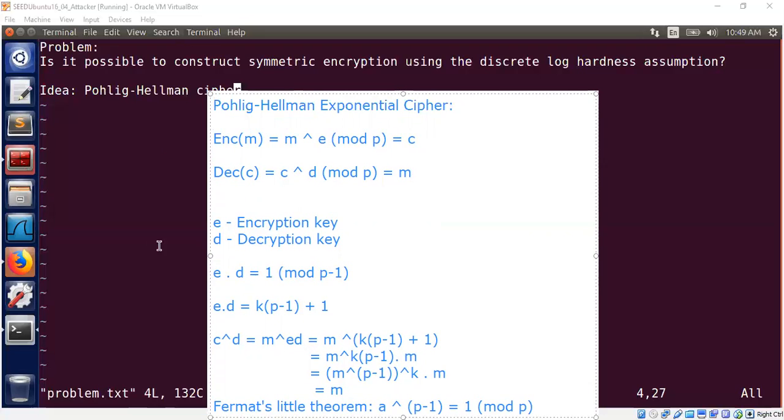In RSA, it has more or less a similar structure. Instead of P as a prime here, in RSA, we would have a composite number, which is made of two or more primes.